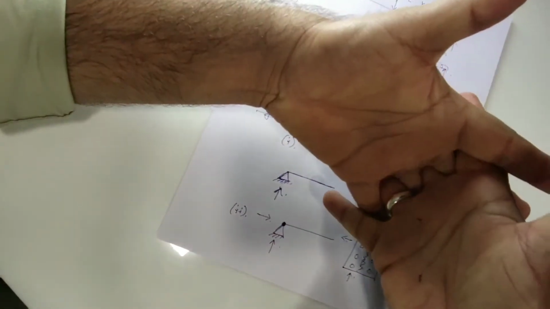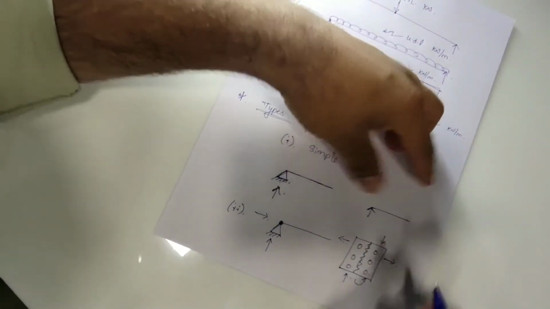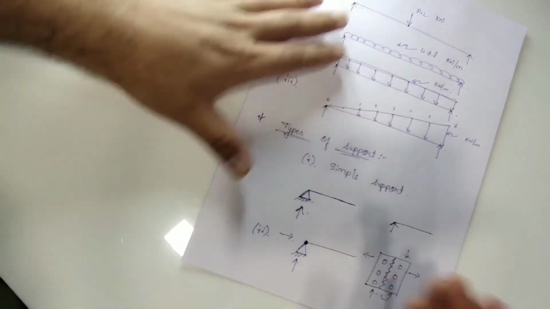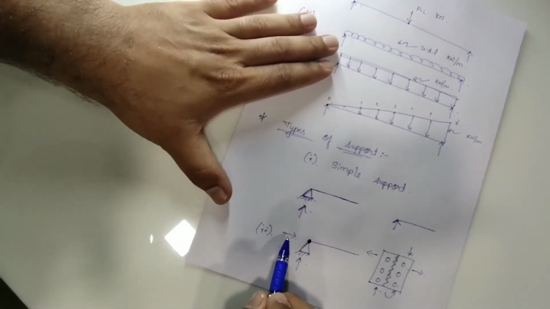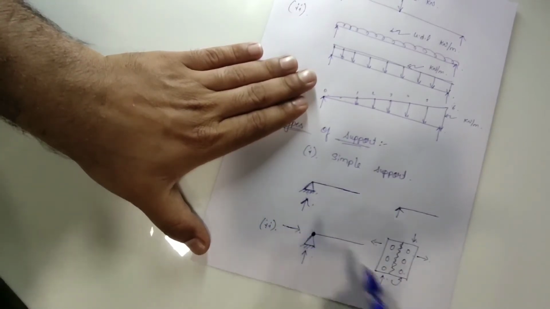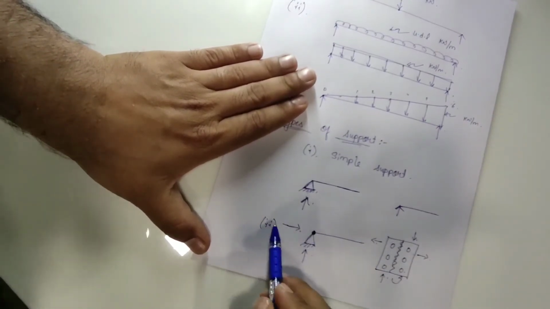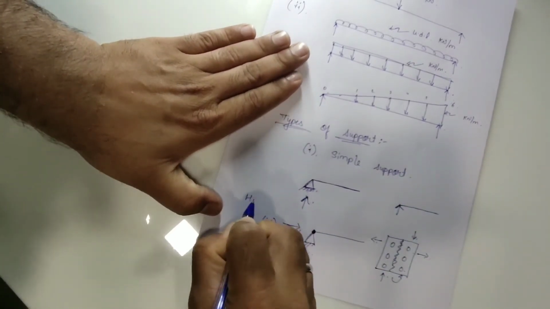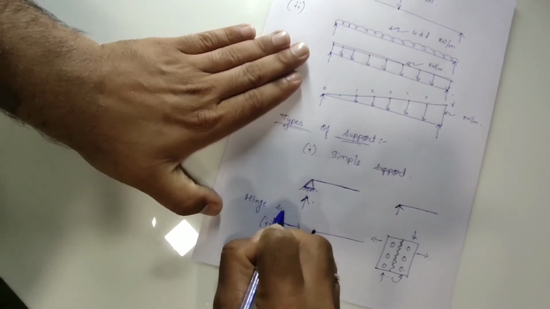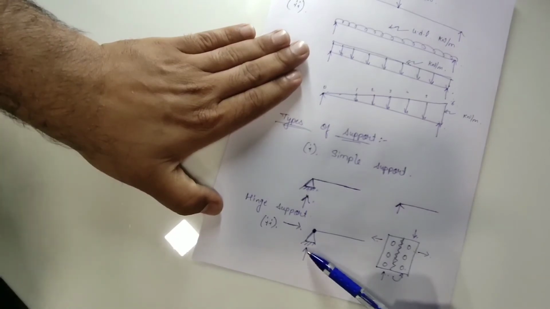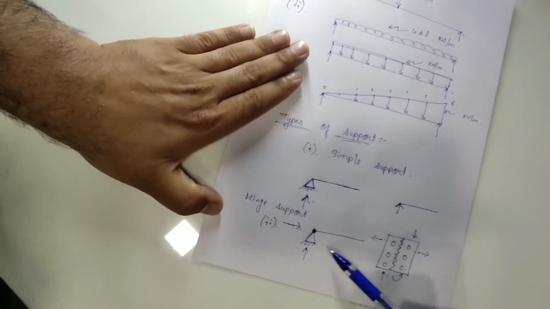And if I am providing the moment in this direction, a rotational thing, what will happen? Definitely it is going to rotate. So it is not resisting the moment, so that's why it can only take two types of loading. One is vertical load, it can sustain. Second is the horizontal load, it can sustain. So simply, the hinge support can take vertical load, hinge support can take horizontal load, but it cannot take the moment.